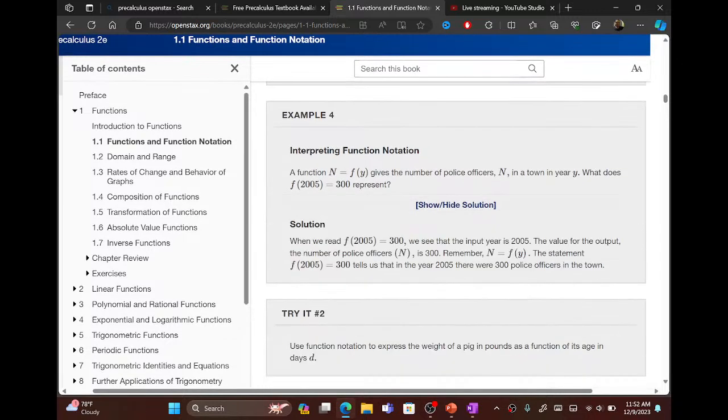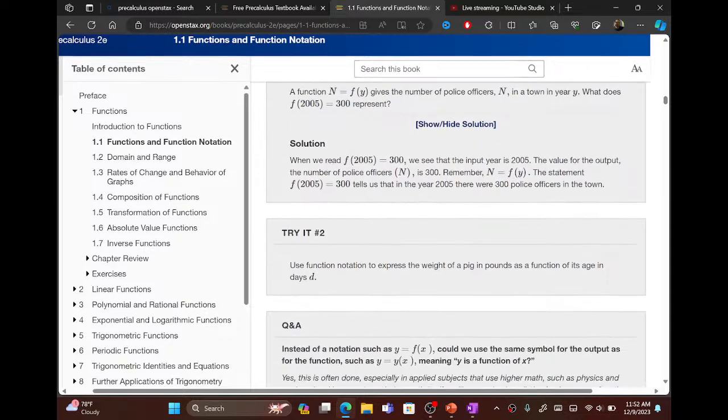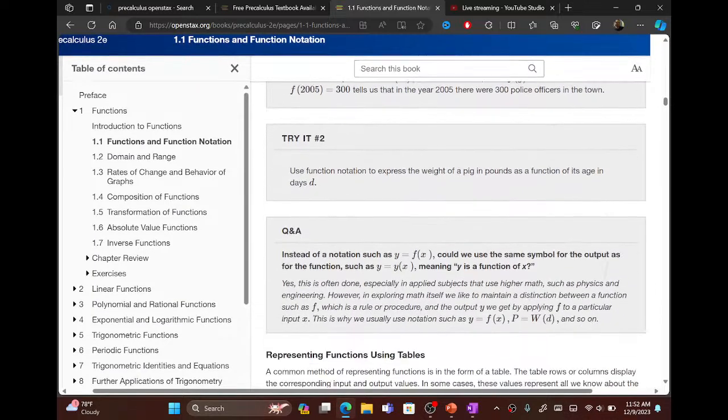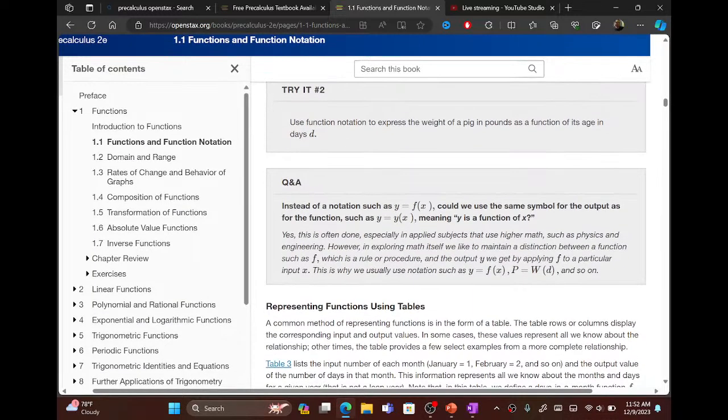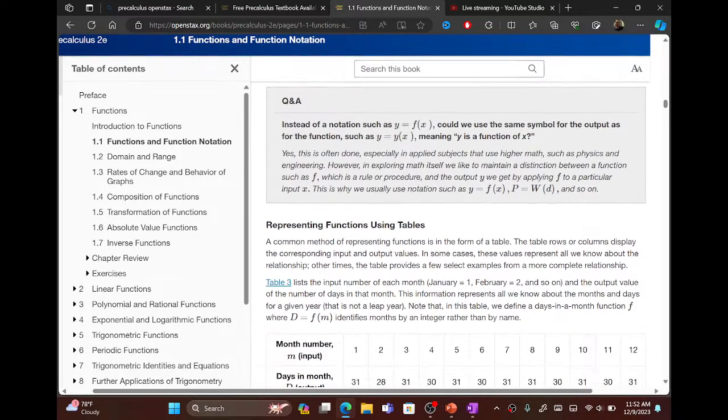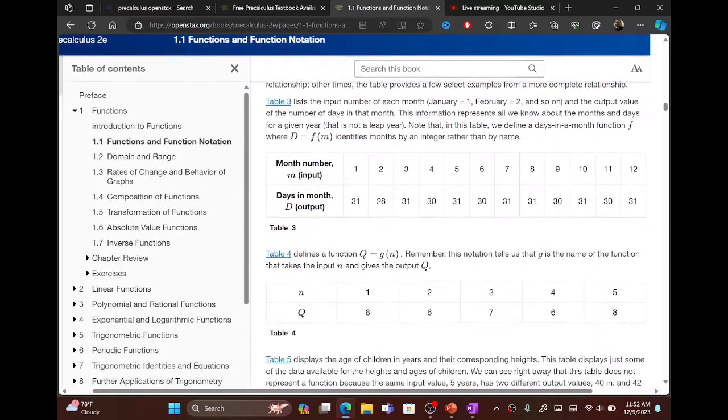If we look at the solution, the statement f of 2005 equals 300 tells us that in the year 2005 there were 300 police officers in the town. If y'all hear a plane in the background, I'm so sorry. I live right by an airport, so I do apologize.